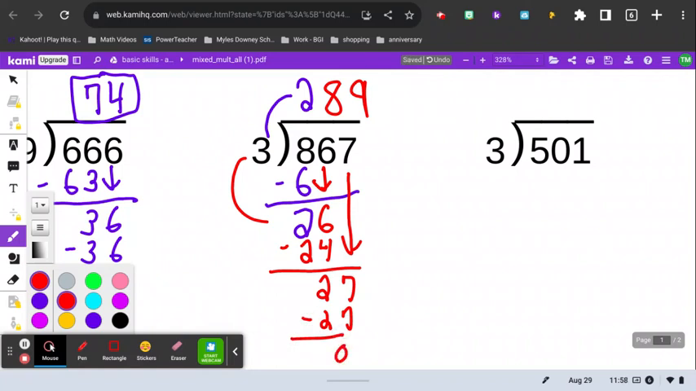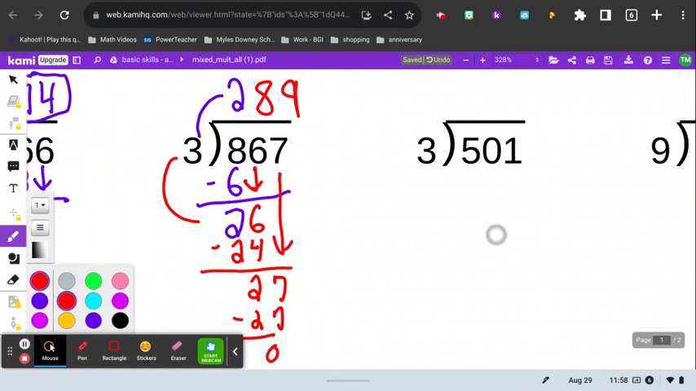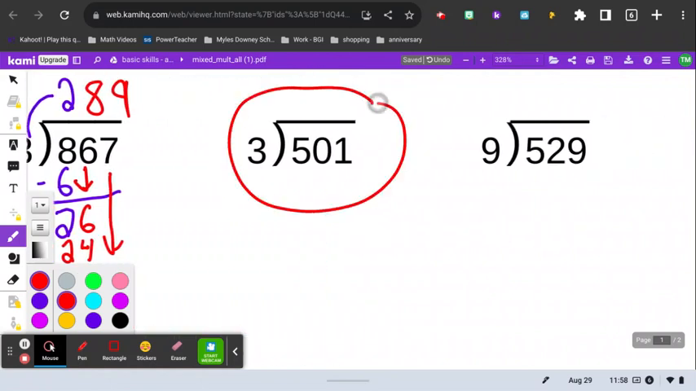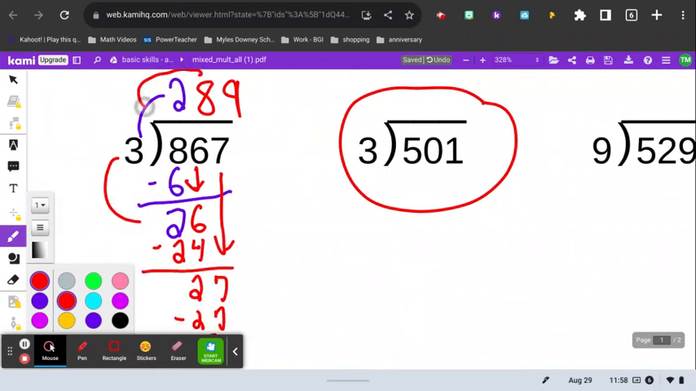So remember, keep practicing these. Do them on scratch paper. Use the same process for these other problems. If you need to review your multiplication, do that so you're able to figure out what the numbers are here up top and what to put down below here as well.